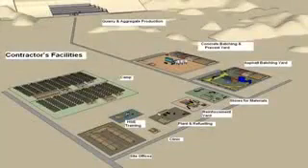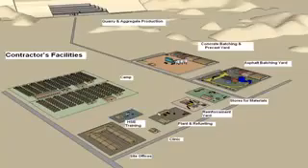Temporary site facilities comprise accommodation camp, offices, plant and equipment yard, fuel farm, training facility, stores, concrete batching yard.